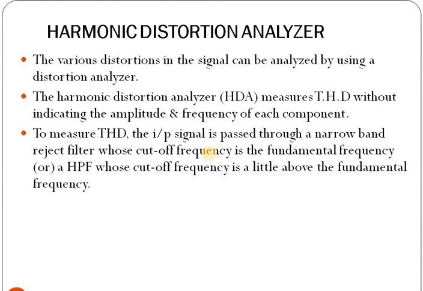Whenever you use the high pass filter, it is designed such that the cutoff frequency is a little above the fundamental frequency, which means it will not allow the fundamental frequency; only the higher harmonic frequency components are allowed through the high pass filter. That's why this can measure only the harmonic components present in the signal. In this way the total harmonic distortion can be measured by this harmonic distortion analyzer, either by using a band reject filter or a high pass filter.